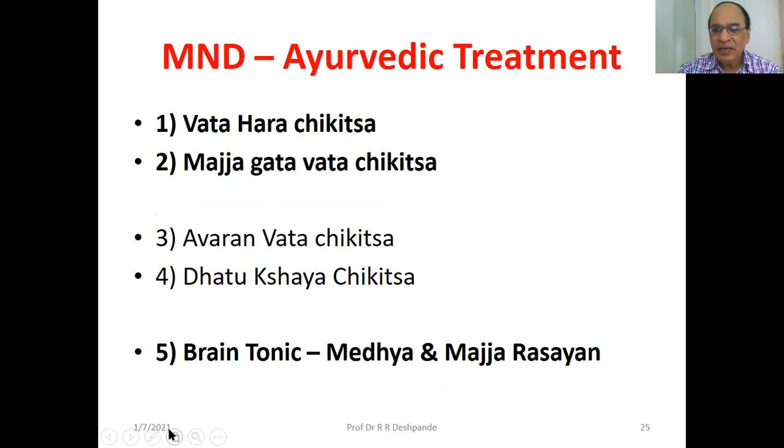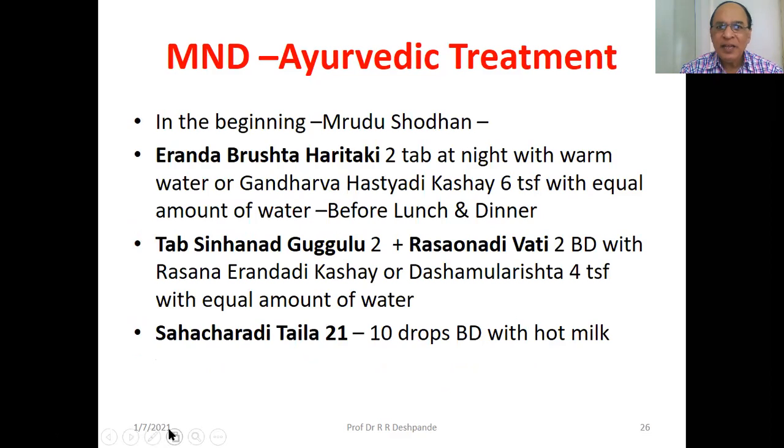Brain tonic is called Medhya and Majja Rasayan. In the beginning, Mrudu Shodhana can be given. Eranda Vrishta Haritaki is the name of the tablet: 2 tablets at night with warm water, or Gandharvahastyadi Kashaya, 6 teaspoons with an equal amount of water before lunch and before dinner. Then tablet Simhanada Gugulu, which contains Eranda and Amapachak, and Rasunadi Vati, with Lashun to stimulate nerve conduction, along with Rasna Erandadi Kashaya. Rasna is an anti-Vata herb that can energize and also reduce muscle cramps.